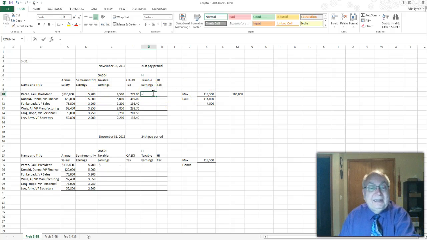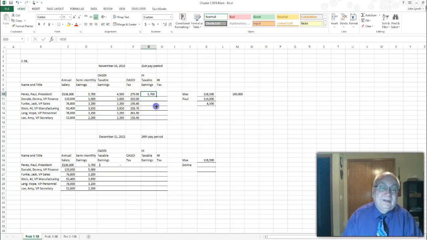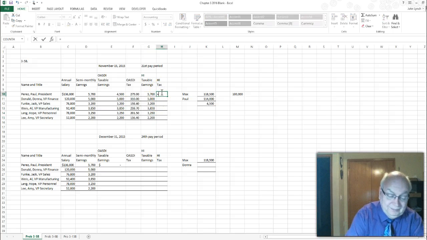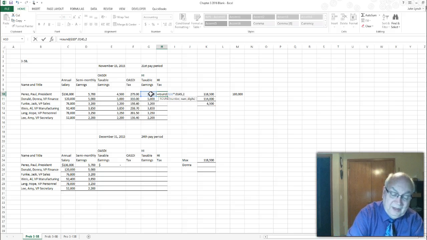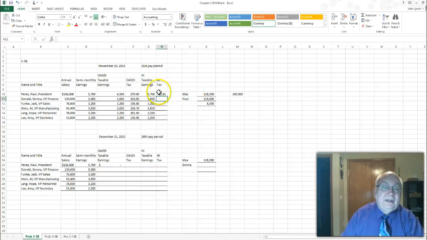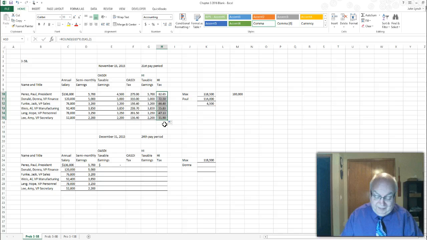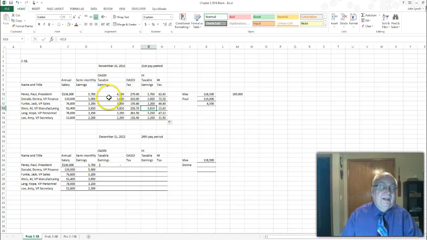Sorry, I did it again. This is equal the entire 5,700. This is the taxable earnings, not the tax. Okay, so we just copy that down. This one would be equal, do the round function, 5,700 times 0.0145, comma 2 for 2 decimal places, and that gives you 82.65. And then you copy that down, and that's the tax. So this is the calculation for the FICA, and this is for the 21st pay period.